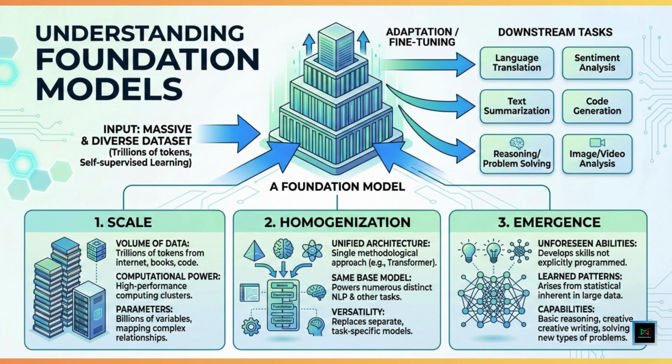As these models grow in size, they begin to exhibit emergent properties. This means they develop the ability to perform tasks that they were not explicitly programmed to do, such as basic reasoning and code generation, simply by learning the statistical patterns inherent in the massive datasets they were exposed to.